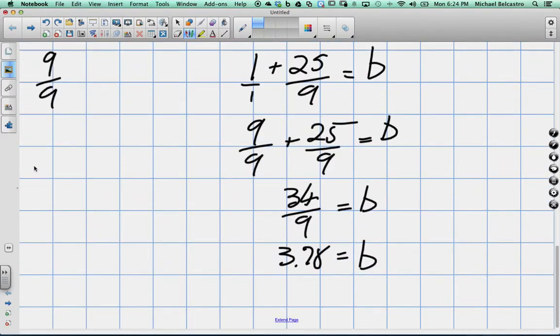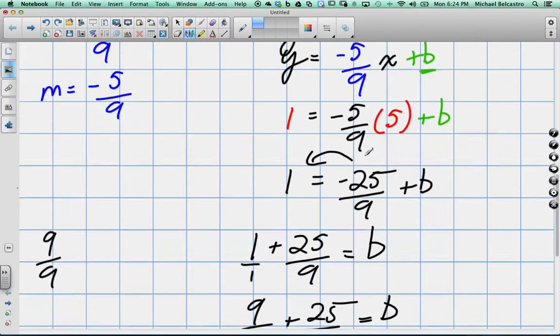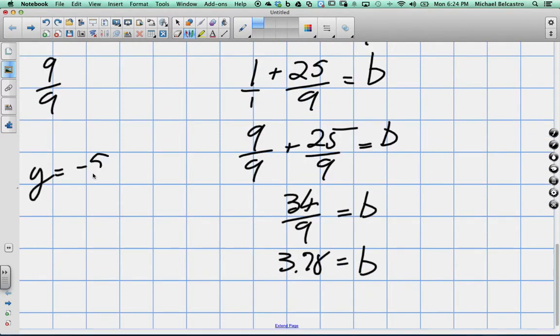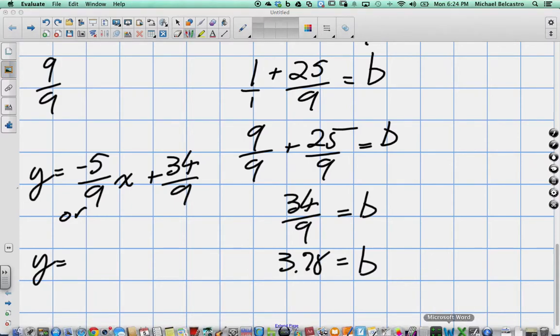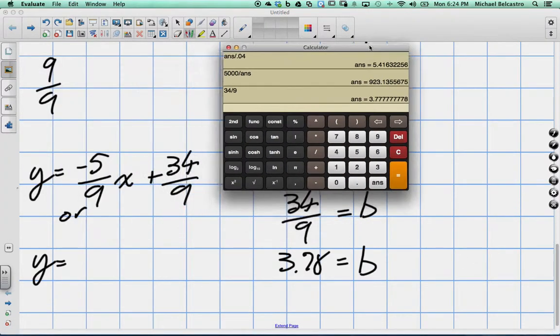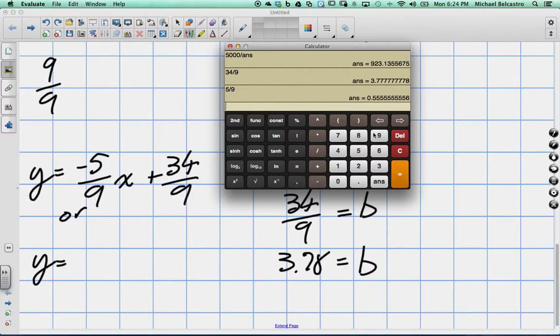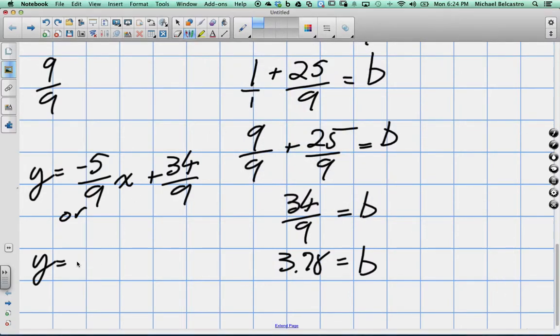So remember, our equation was y equals, in fraction form, negative 5/9, that was our slope, x, plus 34/9. But sometimes fractions don't mean much to me when I graph. Or, as decimals, y equals, oh, and I should have figured out what 5/9 is. 5 divided by 9, roughly 0.56. So negative 0.56x plus 3.78. Okay, so those are kind of our decimals.